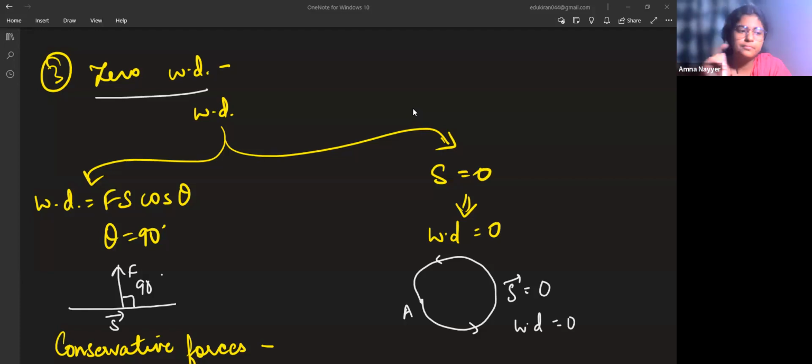Here, ma'am, if the initial and final points are the same, then the angular displacement will be 0 also? No, angular displacement won't be 0. Angular displacement will be 2 pi, the entire angle that has been swept. So that will be 2 pi, that is 360 degrees. Okay. This is for linear displacement.